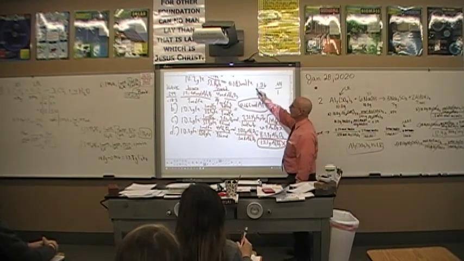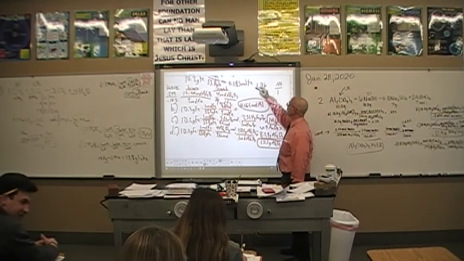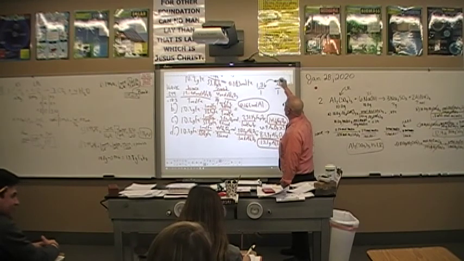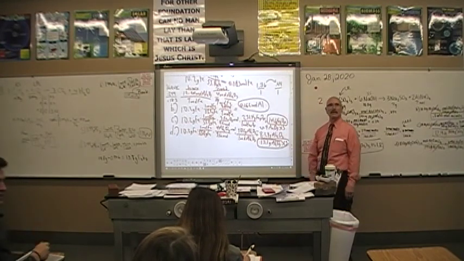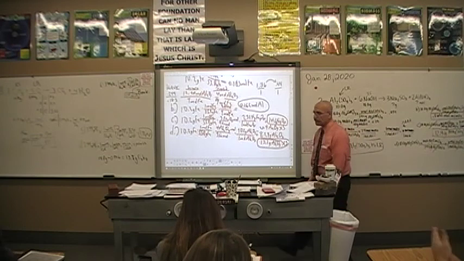So we're looking at the numerator, Al2O3. Do I have more than enough or not enough?